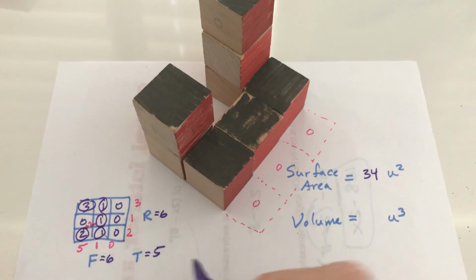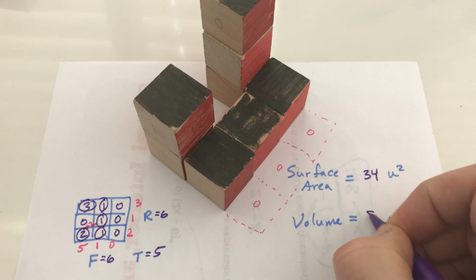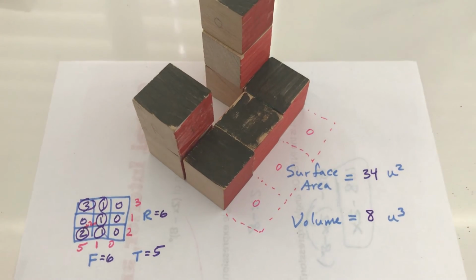The volume again is pretty straightforward. Add up these numbers in the mat plan. So I've got 2 plus 1 plus 1 plus 1 plus 3. Those all add up to 8. And that's how you do mat plans with a dip.